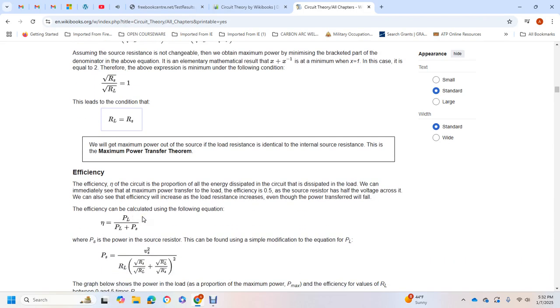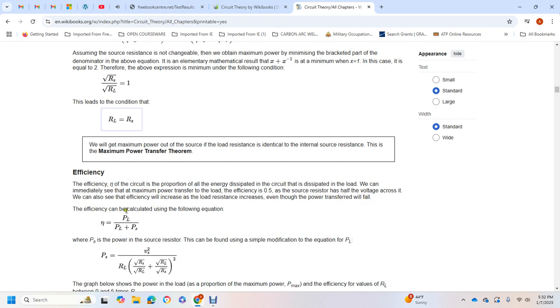Efficiency is the portion of all the energy dissipated in the circuit that is dissipated in the load. We can immediately see that at maximum power transfer the efficiency is 0.5, since the source resistor drops half of the voltage. But the efficiency will increase as the load resistance increases, even though the power transferred will fall.